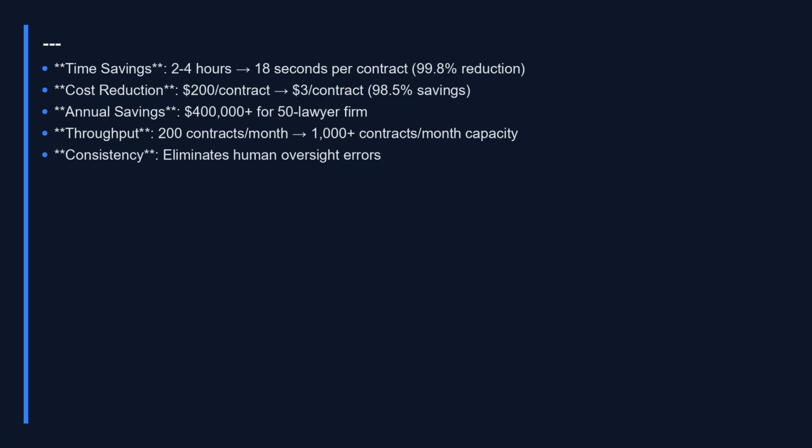The business impact numbers are stark. Processing time drops from 2 to 4 hours per contract down to 18 seconds, a 99.8% reduction. Cost per contract drops from $200 to $3. For a firm processing 200 contracts a month, that's over $400,000 in annual savings, but the number that often gets overlooked is throughput. The same infrastructure that handles 200 contracts a month can handle 1,000 or more without adding headcount. That's not just cost savings, that's a fundamentally different business model for legal services.